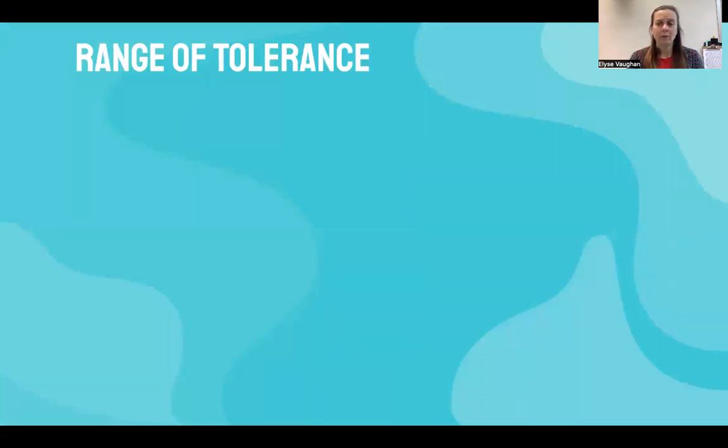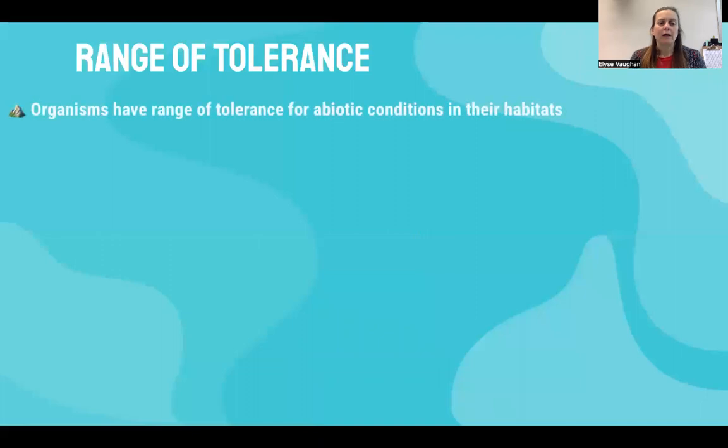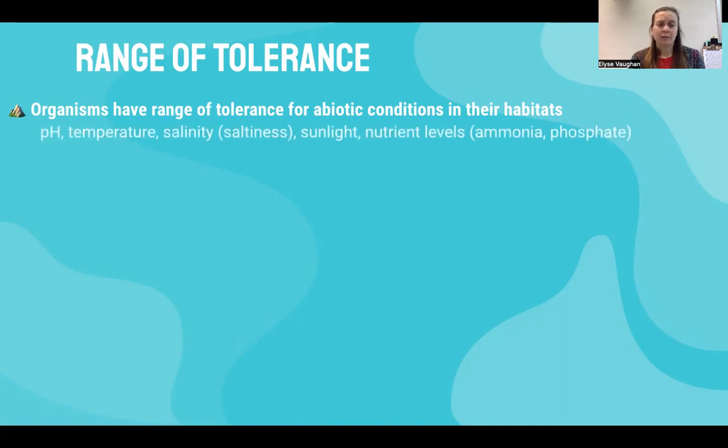We've talked about this already back in unit 2, maybe, or 3, when we talked about the range of tolerance of organisms. So this should feel like review. We know that organisms have a range of tolerance for the abiotic conditions in their habitats. Abiotic conditions are things like pH, temperature, salinity, sunlight, nutrient levels.